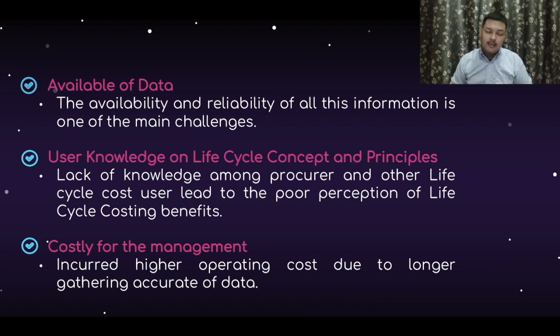Number 2 is user knowledge on life cycle concept and principle. The lack of knowledge among procurers and other life cycle cost users has led to the poor perception of life cycle costing benefits. Then number 3 is costly for the management. Why? Because the process of gathering accurate data takes a lot of time to complete. Hence, it will incur higher operating costs.